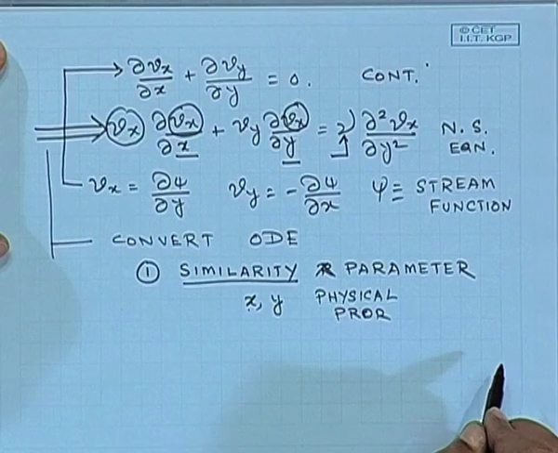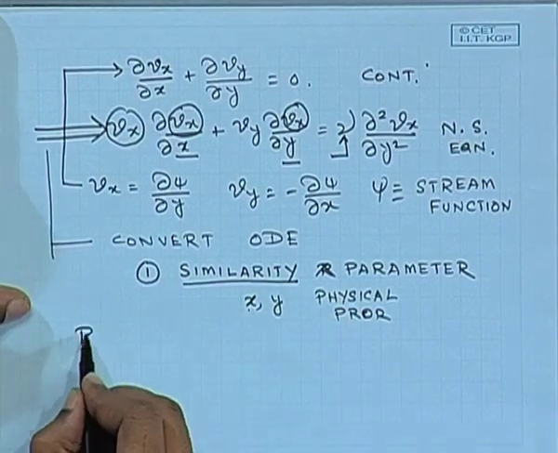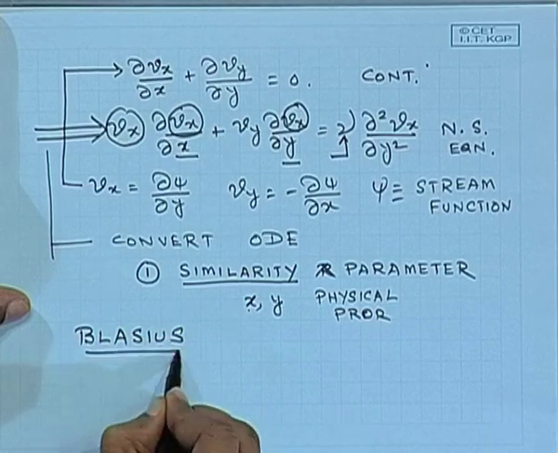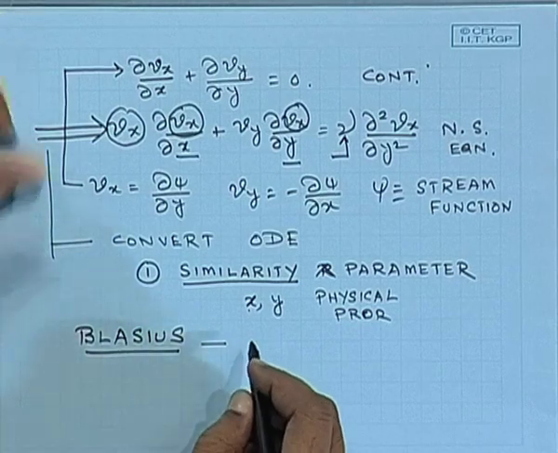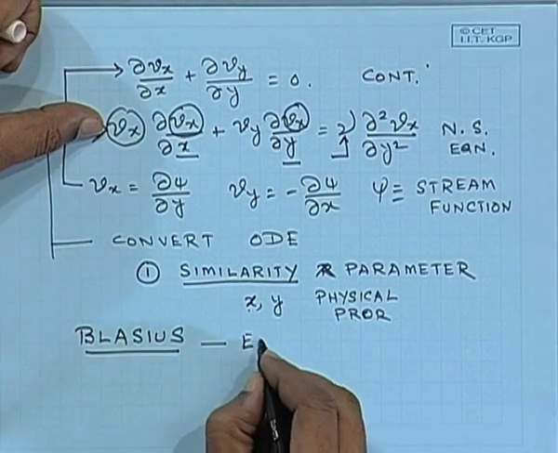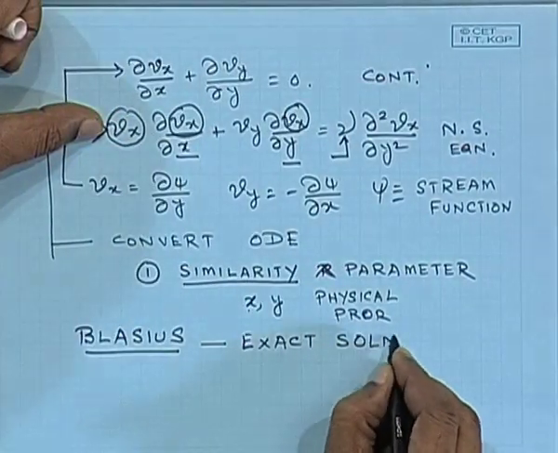I'll show you one method, and for most of the problems that you are going to encounter, that should be more than sufficient. How do we find out this similarity parameter? The approach that we are going to talk about is due to Blasius. So, it is Blasius and it is a differential approach. Our governing equation is a differential equation. So, this is also called exact solution, which would be the topic of my next class.